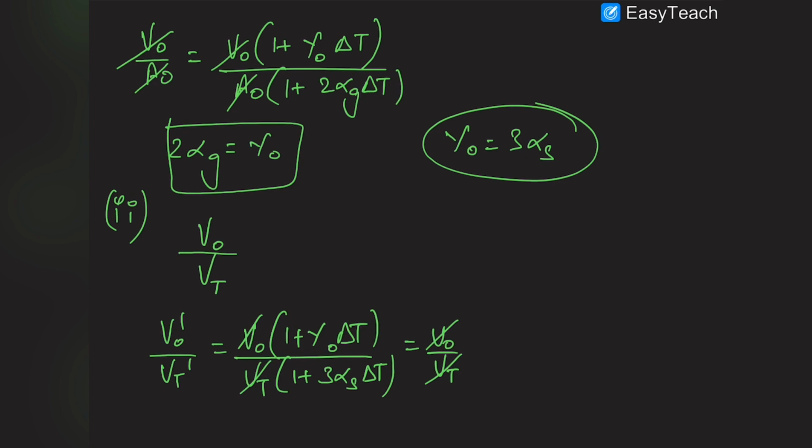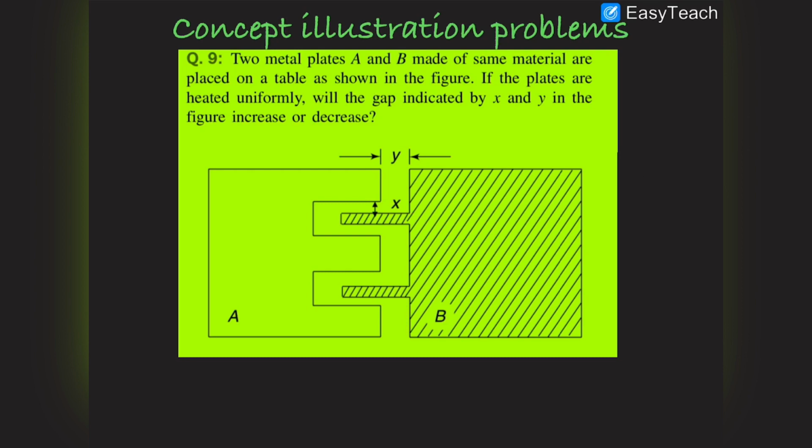Now we move on to the next question. In this question you can see that there are two metal plates. This is plate A and this is plate B. They are made of the same material and are placed on a frictionless table as shown. Both these plates are heated uniformly, and we have to find the variation of X and Y with temperature. Let's suppose this is the width D1 of this plate and this is the width D2 of this plate.